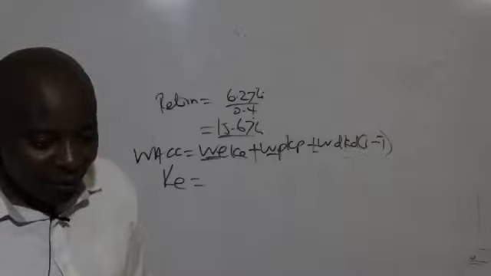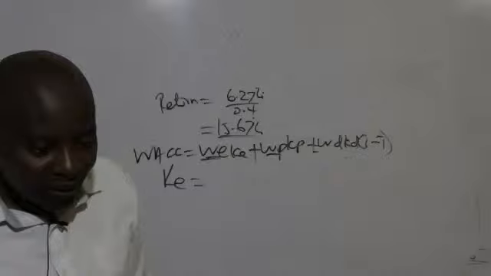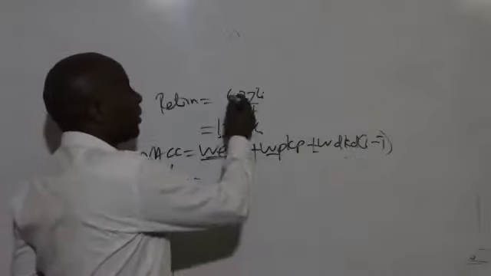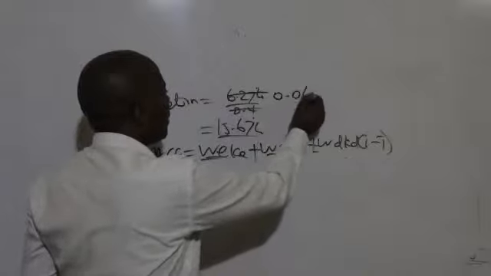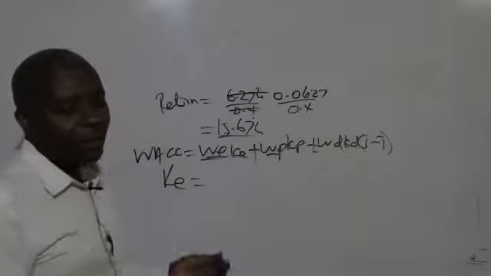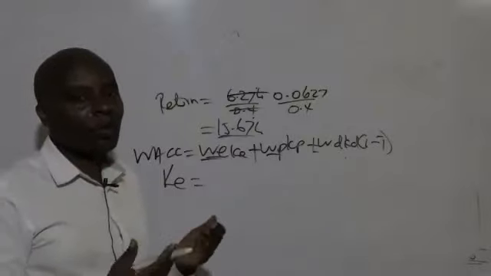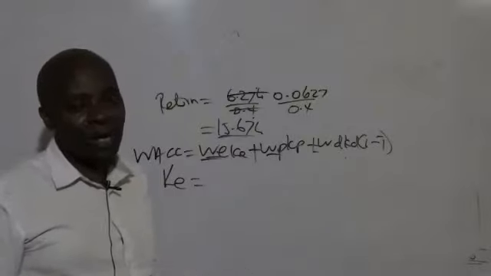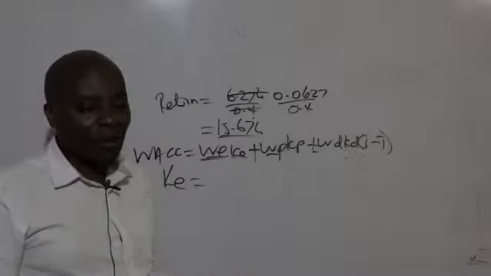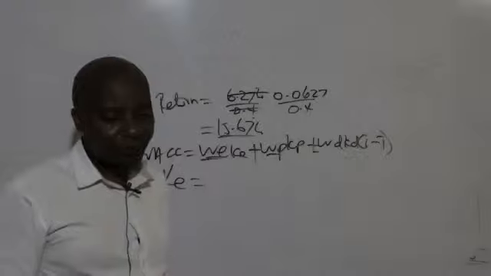Or in this question, no problem. You just use here 0.0627. You divide by 0.4. And then at the end of the day, whatever you get, to convert it to a percentage, multiply by 100. You still end up getting the same answer.